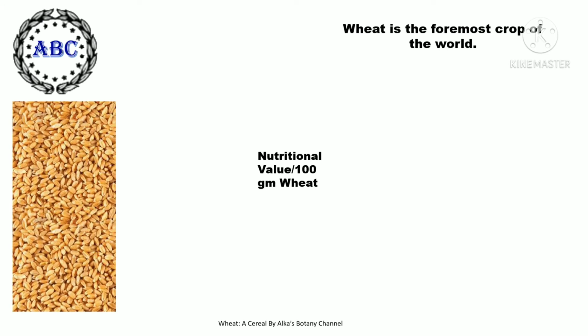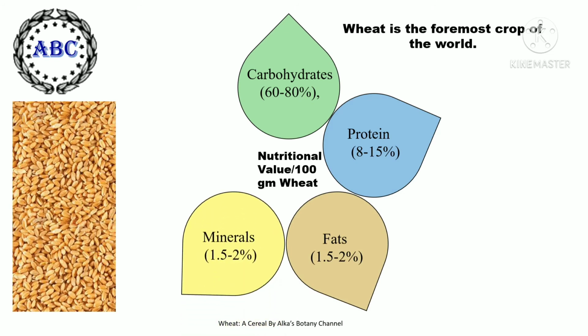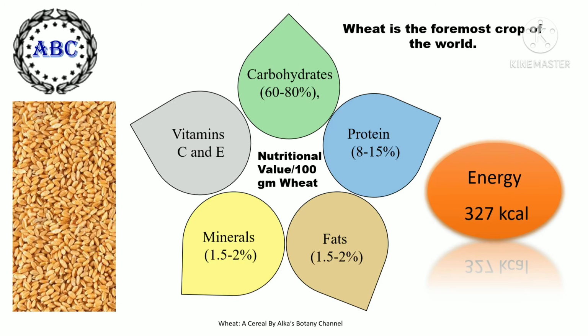Wheat is the foremost crop of the world. Its nutritional value per 100 grams shows carbohydrates 60 to 80%, protein 8 to 15%, and fats 1.5 to 2%. Minerals are also 1.5 to 2%, and vitamins C and E are present in wheat, whereas the total energy is 327 kilocalories.